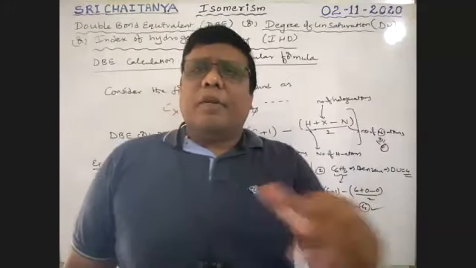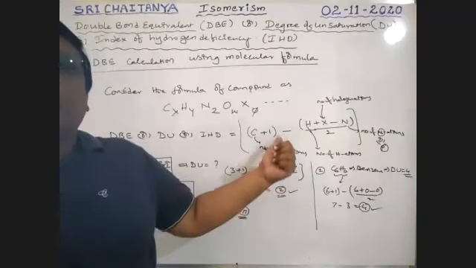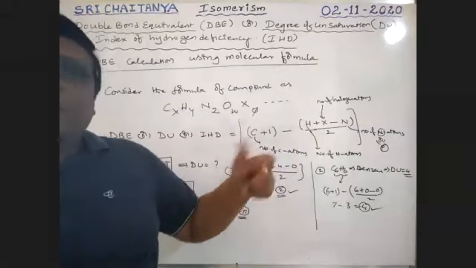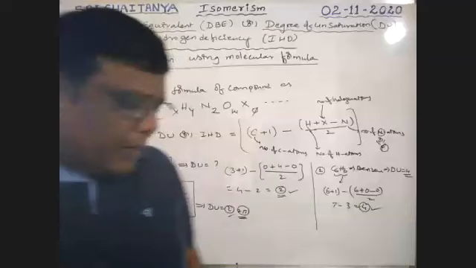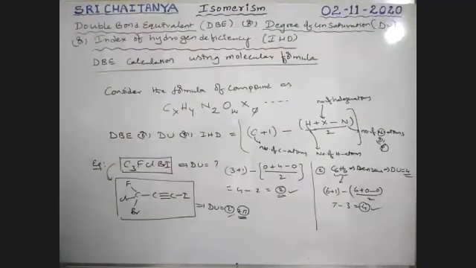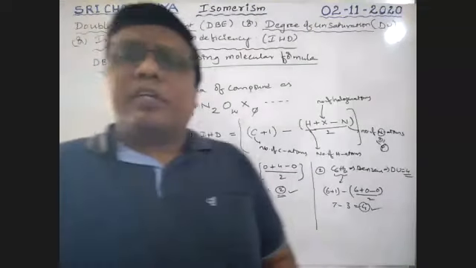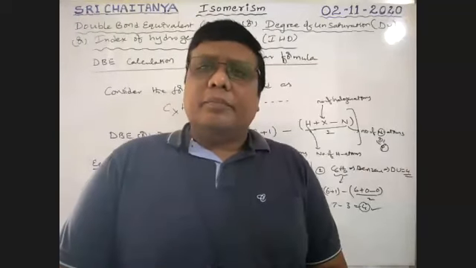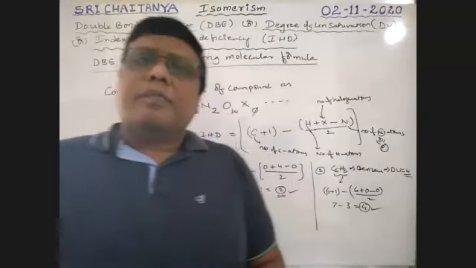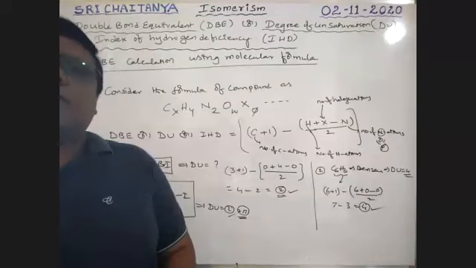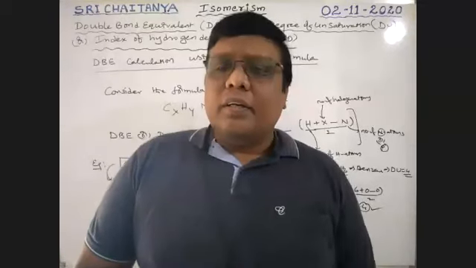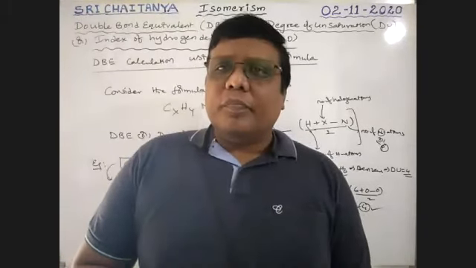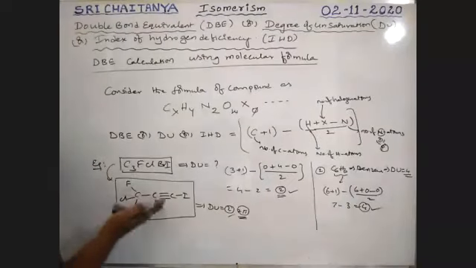If you know the formula, calculate the degree of unsaturation by using this formula. If you know the structure, find out the number of pi bonds and the number of rings. Okay, so boys, is the concept clear? How to find out the degree of unsaturation for a given organic compound? Okay, so next we will discuss some more isomerism concepts.